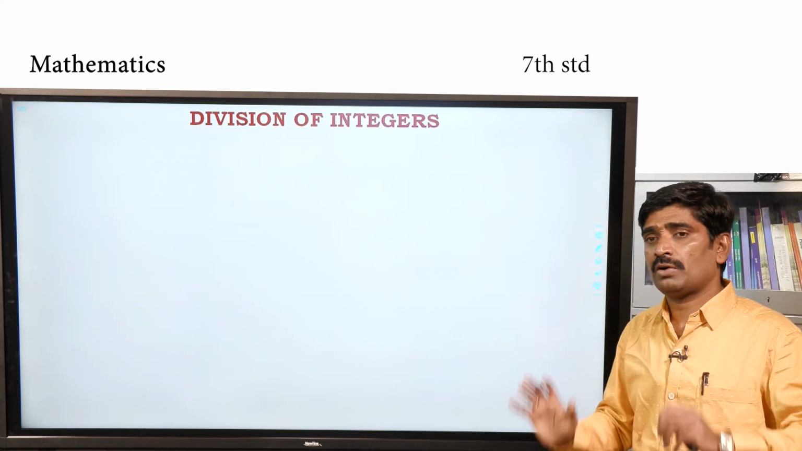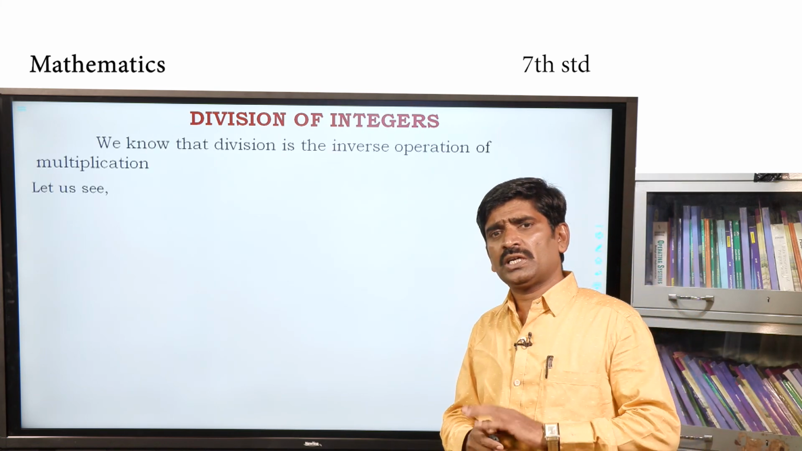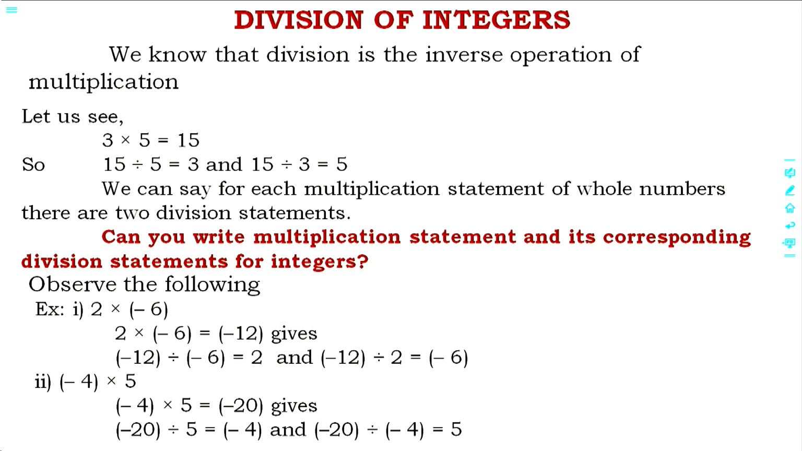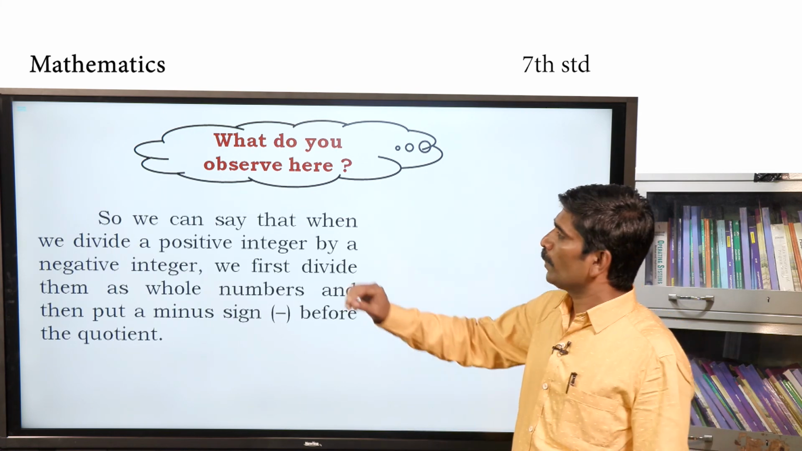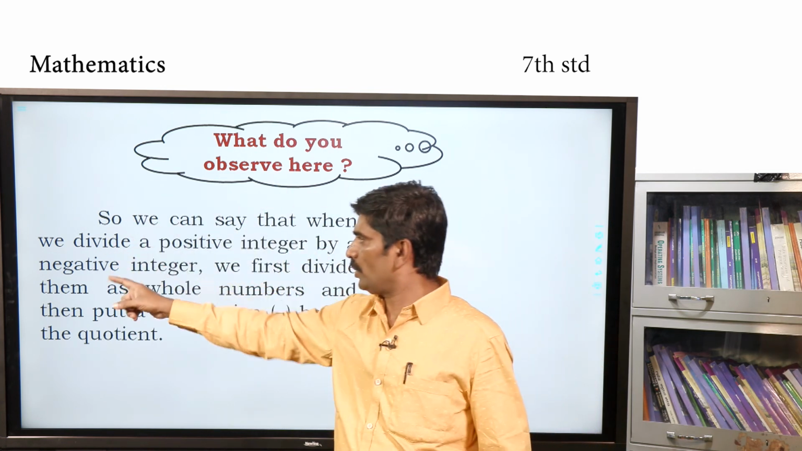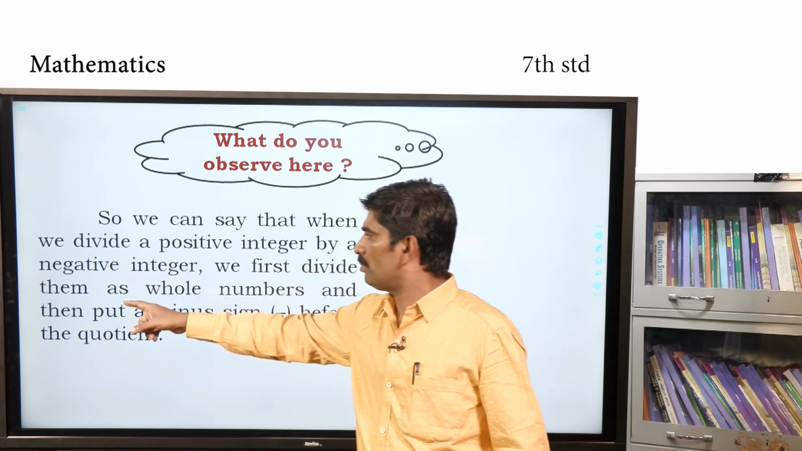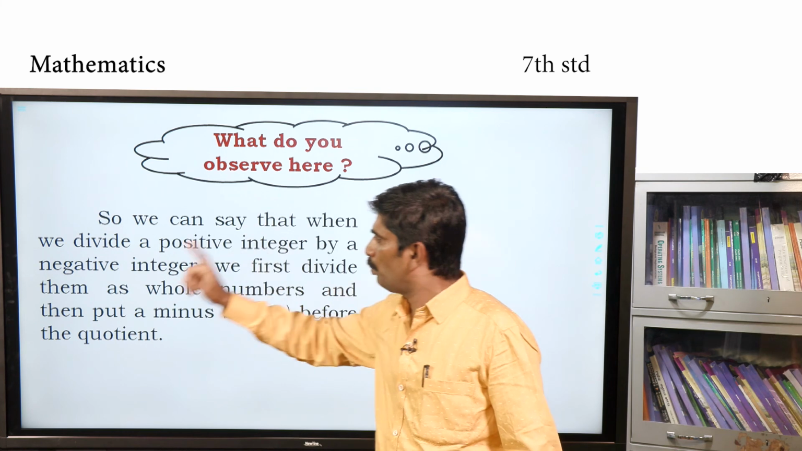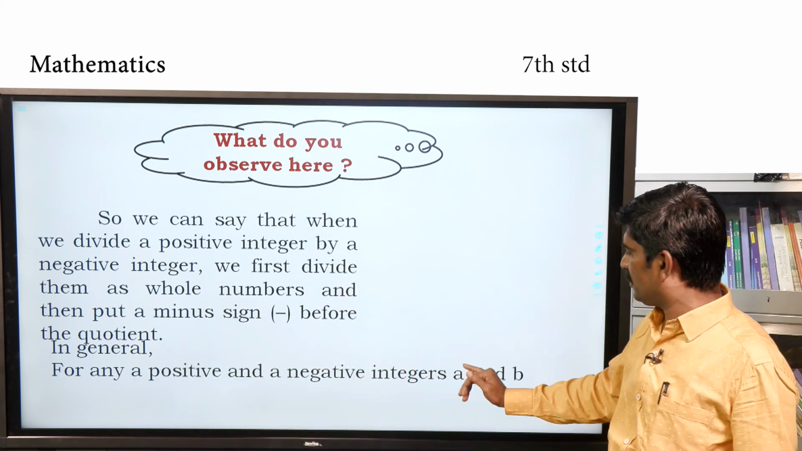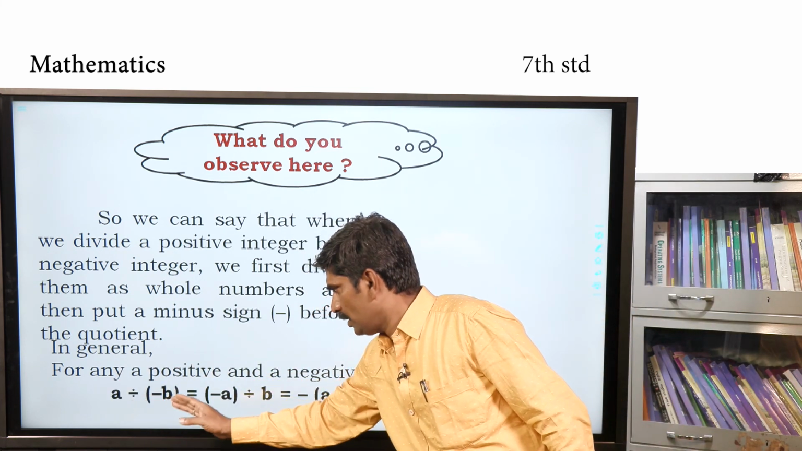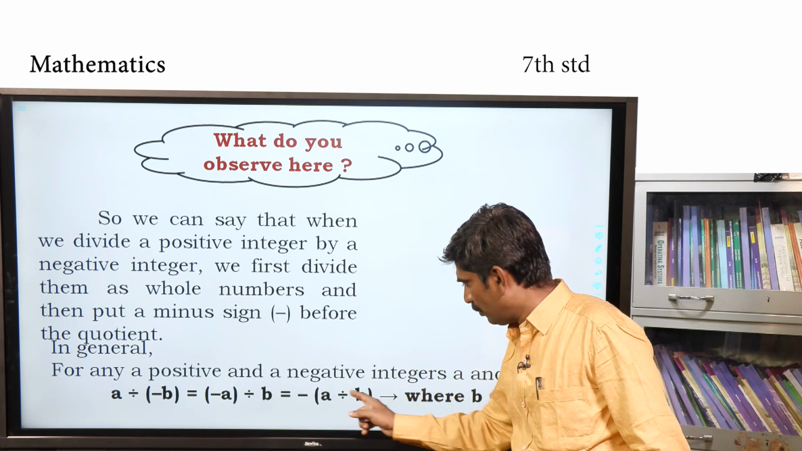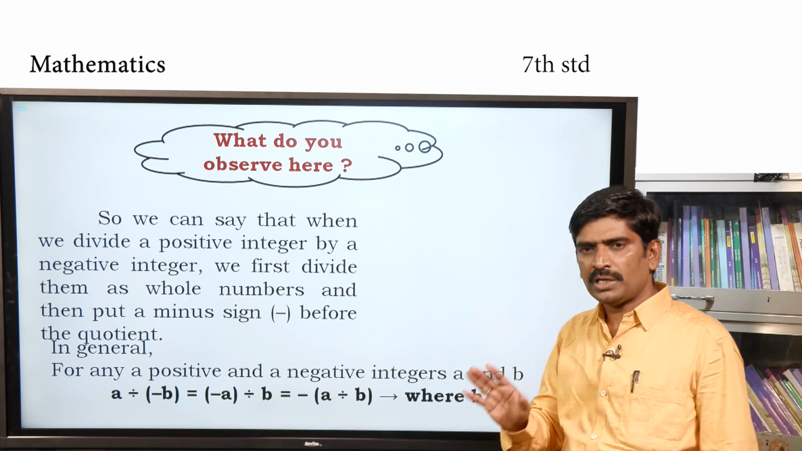Next, we go for division of integers. We know that division is the inverse operation of multiplication. What we observe here? We can say that when we divide a positive integer by a negative integer, we first divide them as whole numbers and put a minus sign before the quotient. For any positive and negative integers a and b, a divided by minus b is equal to minus a divided by b, that is minus of a divided by b, where b must be not equal to 0.